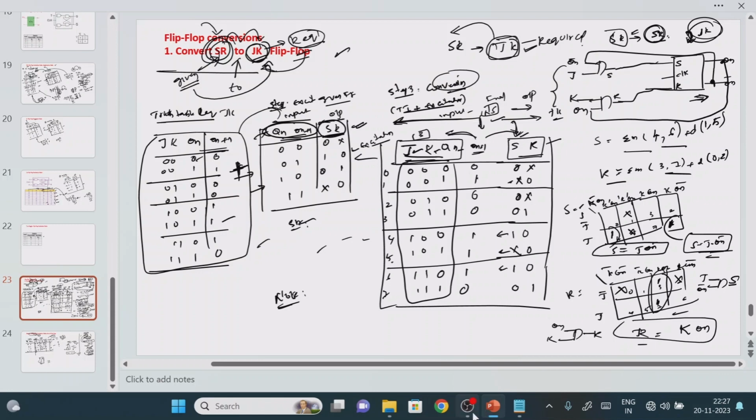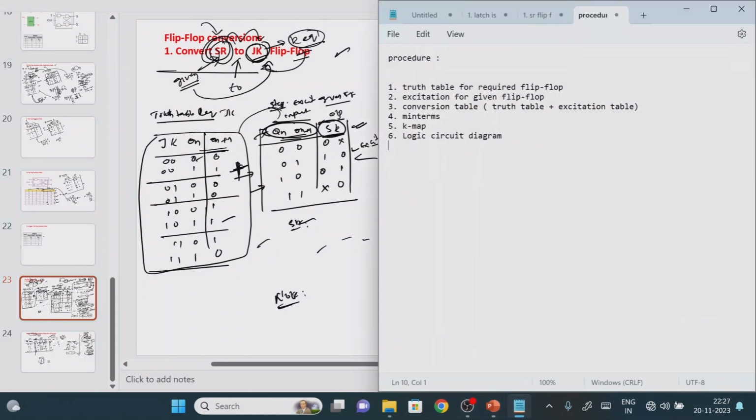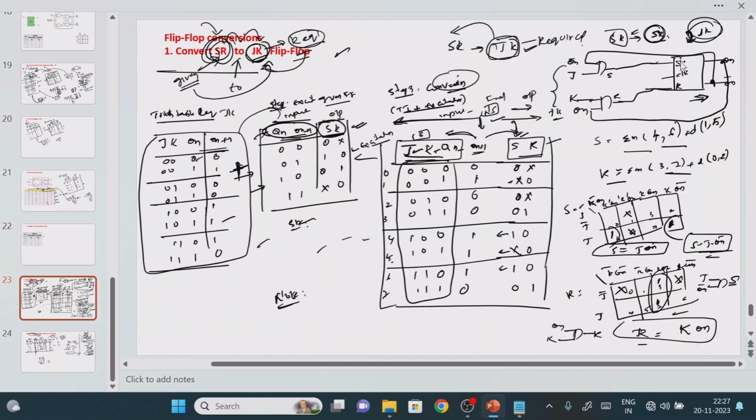So you just try to recall this procedure, right? First we write the basic block diagram of the given flip-flop. Then step 2 is the truth table for the required flip-flop, the excitation table for the given flip-flop, then the combination of truth table and excitation table, then finding the minterms, then finding the K-map. That logic expression will be applied to this basic circuit diagram so that it becomes the converted flip-flop, right? If you remember this, you can convert whatever it may be: SR to JK, JK to SR, D to T, T to D. Then the remaining things will be pretty easy, right?